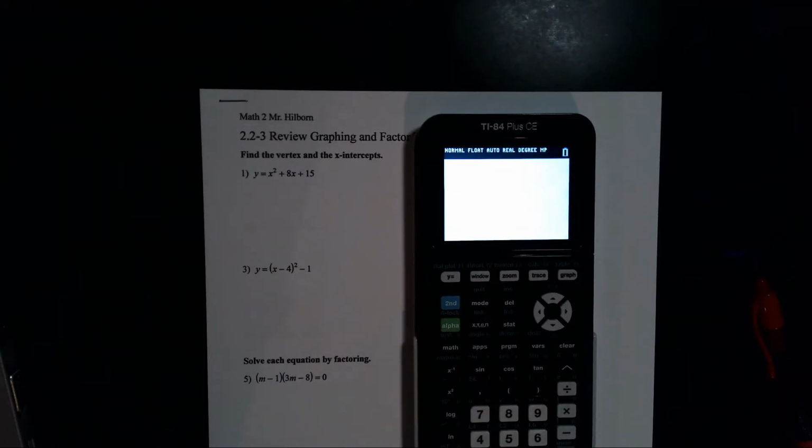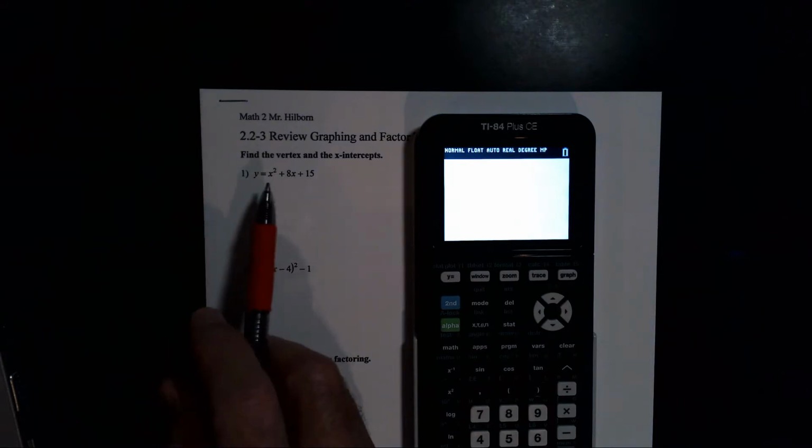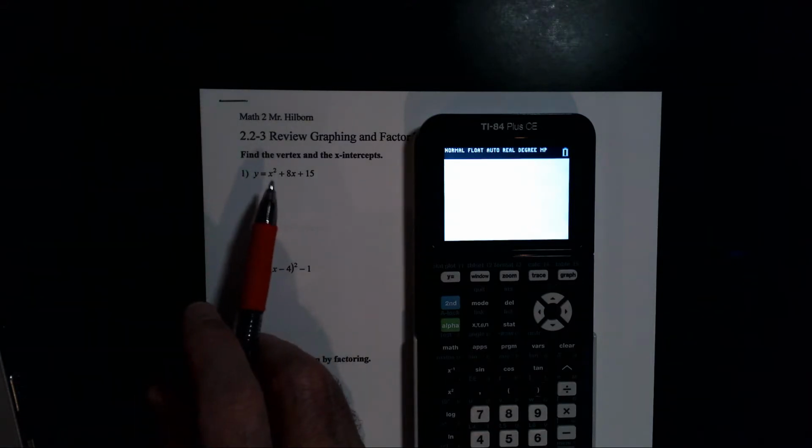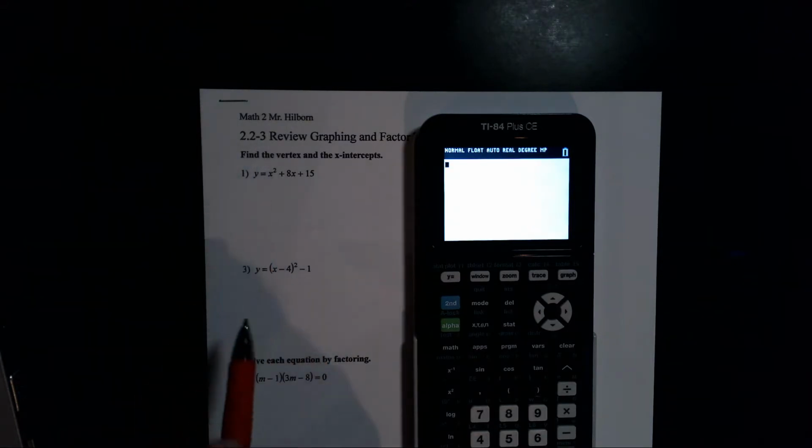All right, guys. By way of quick review, y'all are going to do the even problems, and I'm going to do the odd problems. This is from yesterday.